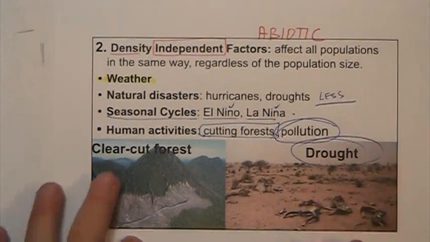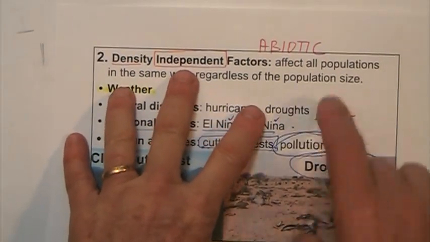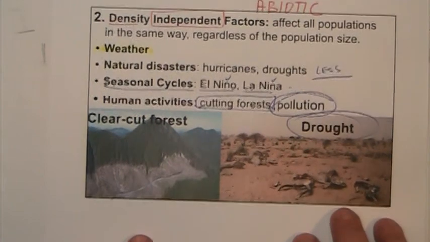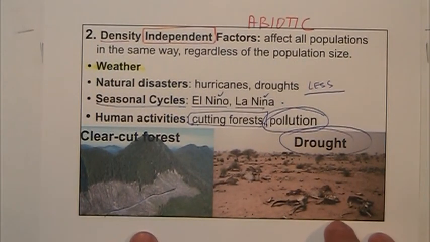So remember, independent is abiotic, dependent is biotic. And with that, we are closing on populations and the factors that might affect their growth.